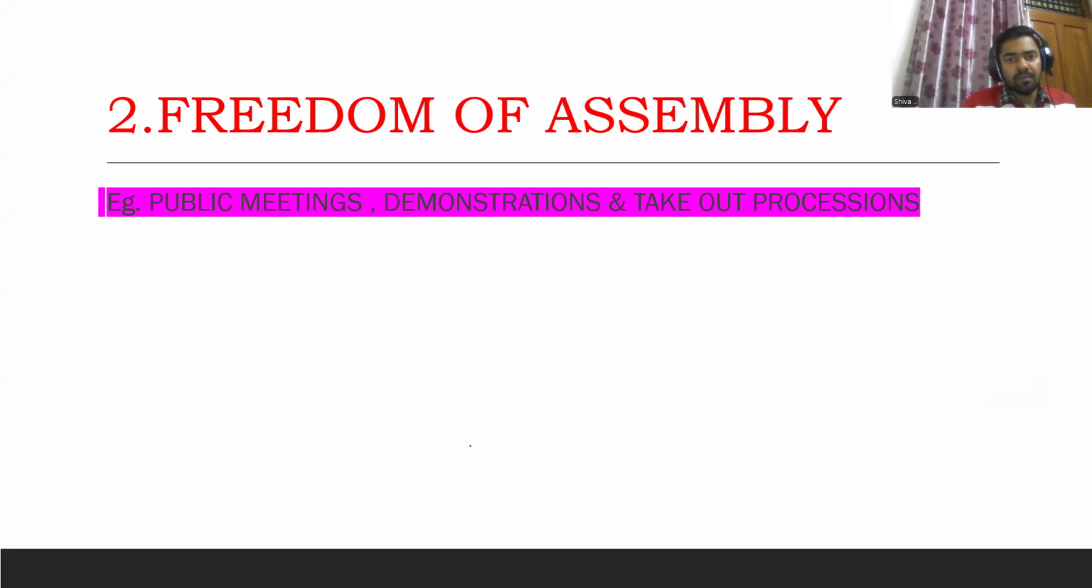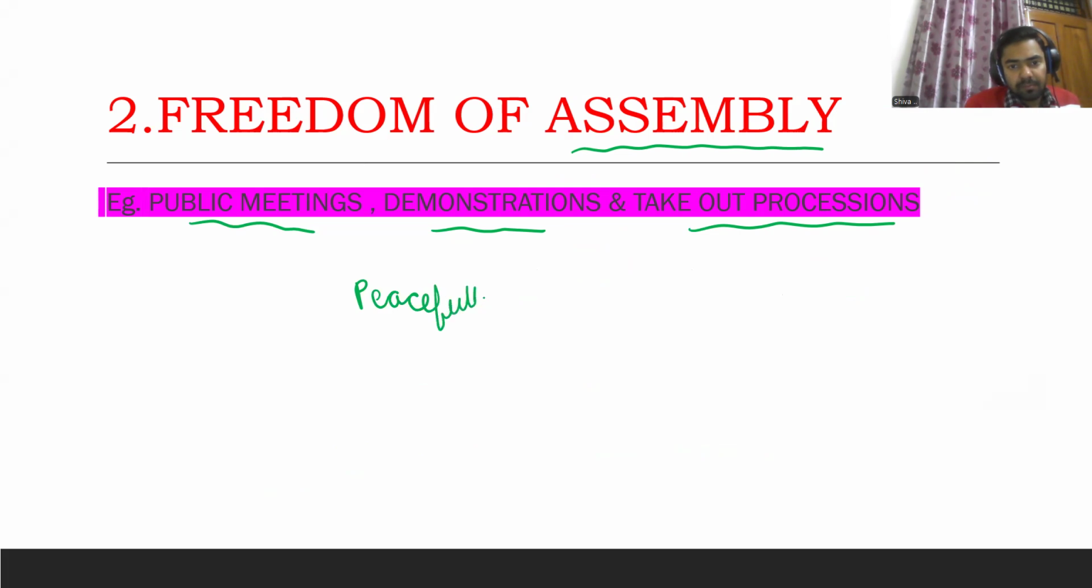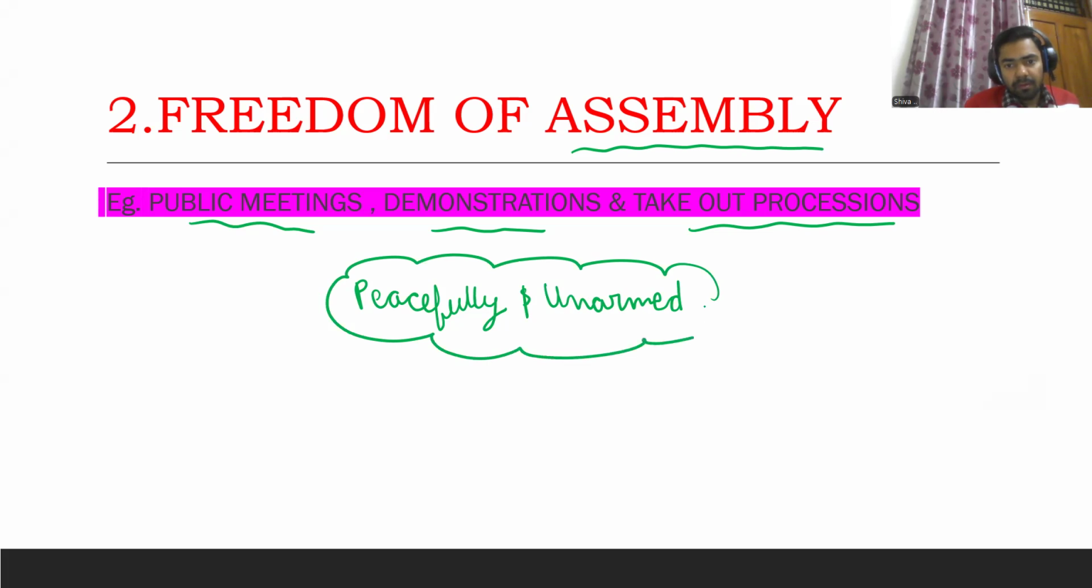Etc. If we talk about freedom of assembly, for example, public meetings, demonstrations, and take-out processions, people can gather there, people can assemble there, peacefully and unarmed. Very, very important: peacefully and unarmed. There can be the gathering or the assembly of the people and all.